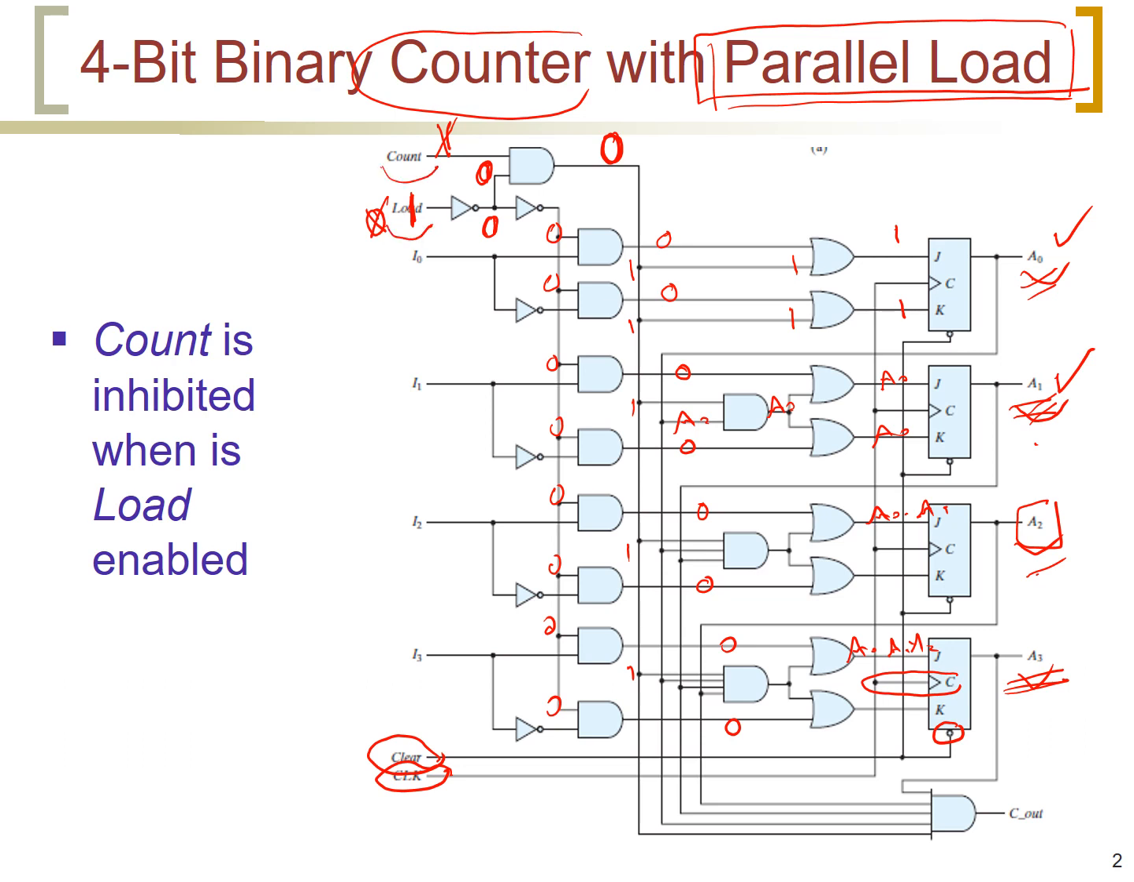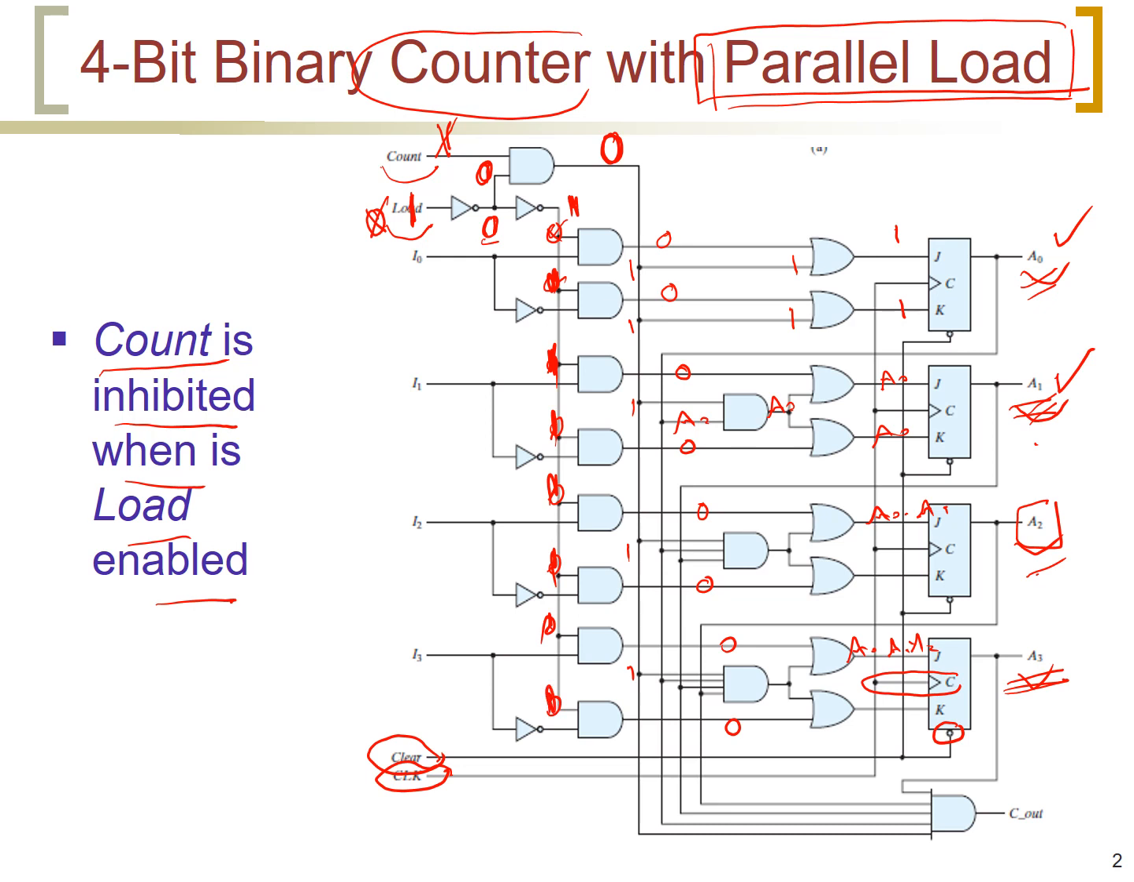And we say it differently. We say that count is inhibited when the load is enabled. So precedence is given to the load, not to the count. So when the load is active or enabled, the counter will load the inputs in parallel and it will not count. So let us examine this case then. When the load is 1, again, this will be 0 here, and this will be 1, and this will be 1 here.